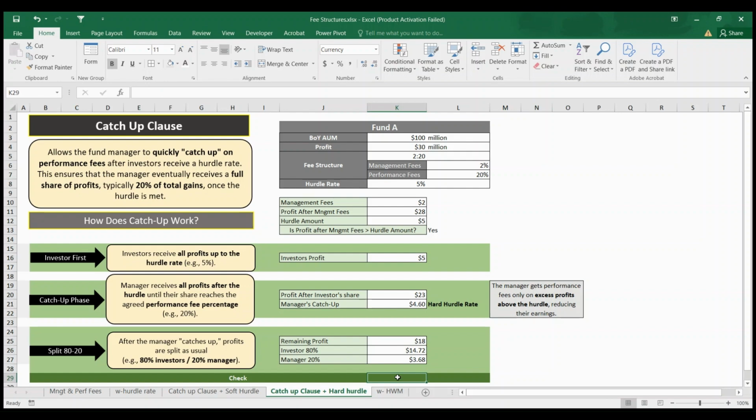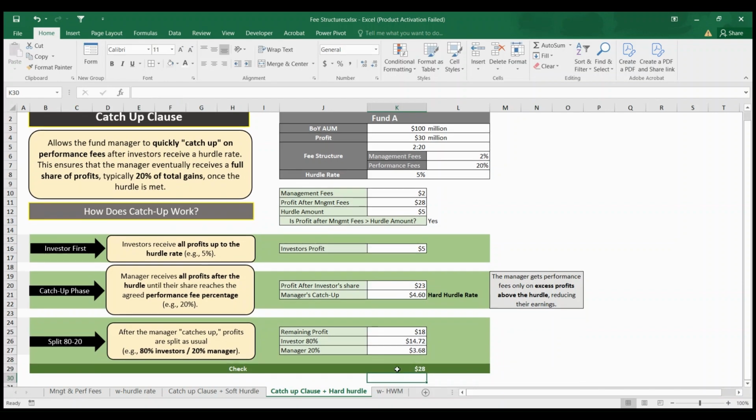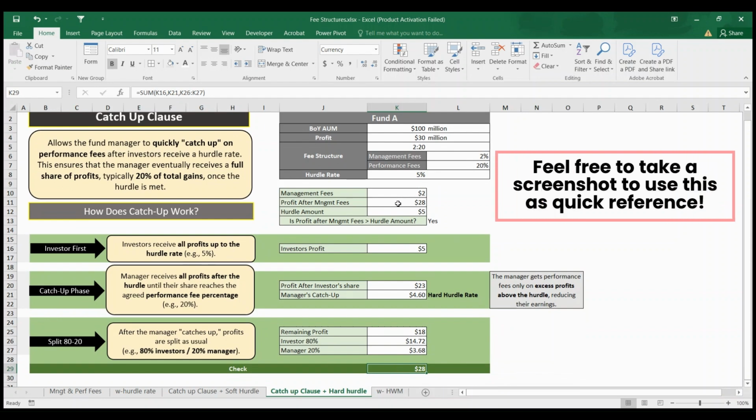Now we will check if our profit is matching or not. We will simply sum investors' profit with manager's catch-up and manager split. And our check is true because profit after management fees is also 28 million.